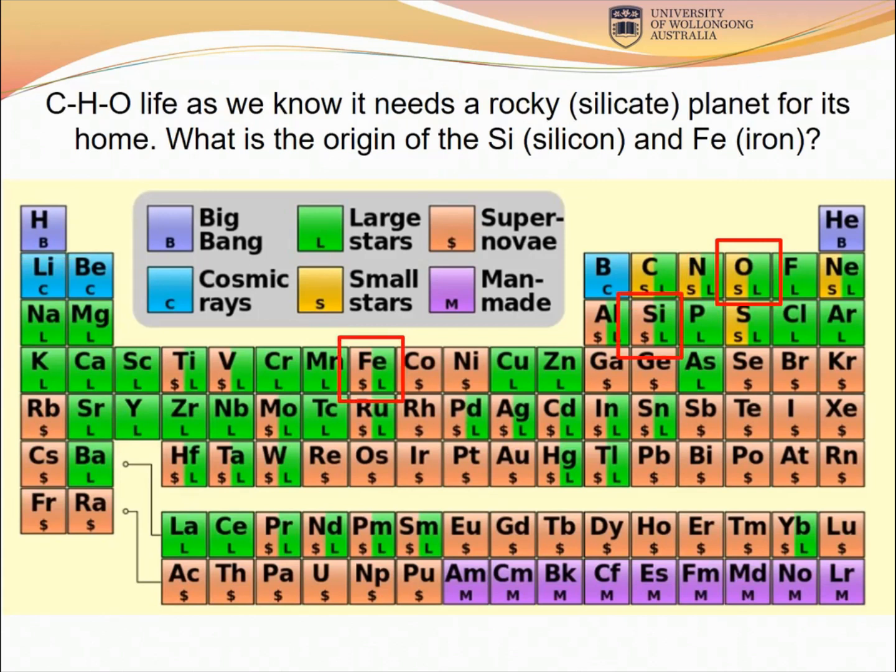Again, life as we know it needs a rocky silicate planet for its home. So what's the origin of the silicon and the iron, which are, should we say, the most essential components of a silicate planet? Well, again, if you look at this special rendition of the periodic table, you can see that you've got the oxygen in silicates, you've got the silica, and you've got to generate that in stars, and again, the iron, you've got to generate that in stars. In other words, until the birth-death cycle of the first stars in the universe, life was not possible.